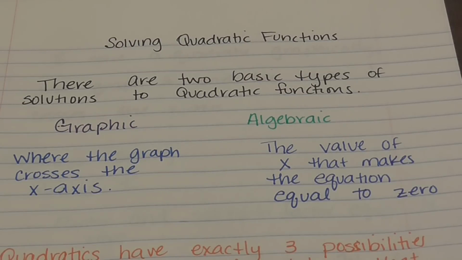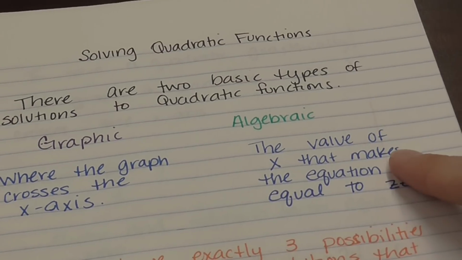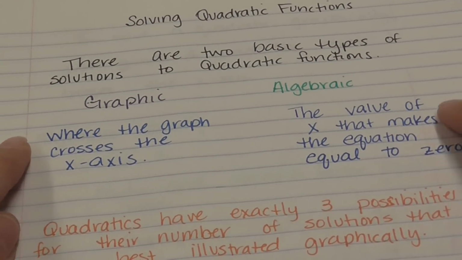All right, now that we're done with learning how to factor quadratic functions, now we're going to learn how to solve them. There are two basic ways to solve a quadratic function: graphing it and algebraic. Well, we've already done graphing and we have gotten into algebraic.